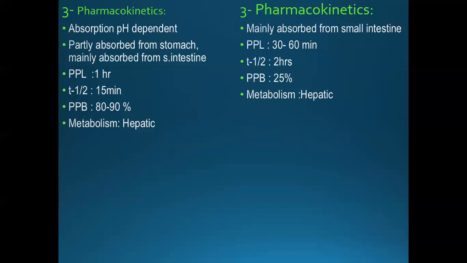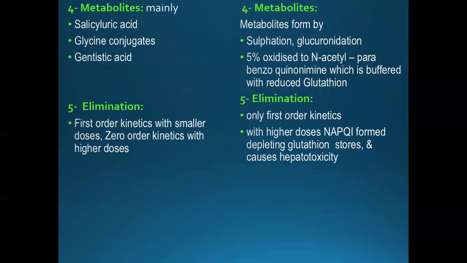However, paracetamol is absorbed mainly from the small intestine, and metabolism for paracetamol is hepatic, as well as for aspirin. The metabolites are different. For aspirin, they are salicyluric acid, glycine conjugates, and gentisic acid. However, in the case of paracetamol, it forms, as I told you, a toxic metabolite, and this can be buffered with reduced glutathione.